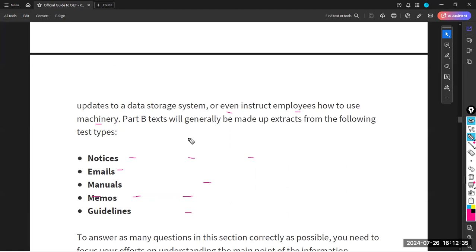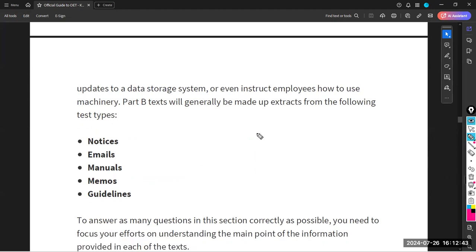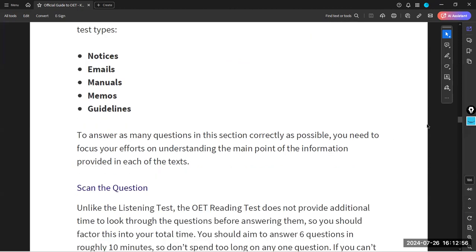So part B texts will generally be made up of extracts from the following. Maybe you will encounter some notices, emails, manuals, memos, or guidelines in part B. Now, to answer as many questions in this section correctly as possible, we need to focus our efforts on understanding the main points of the information that is provided in each of the texts.